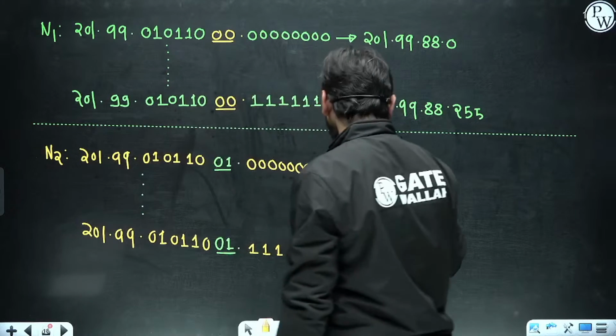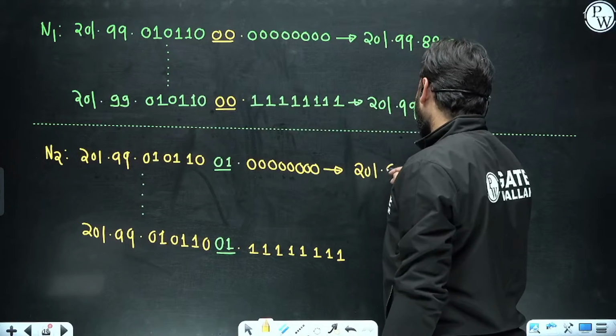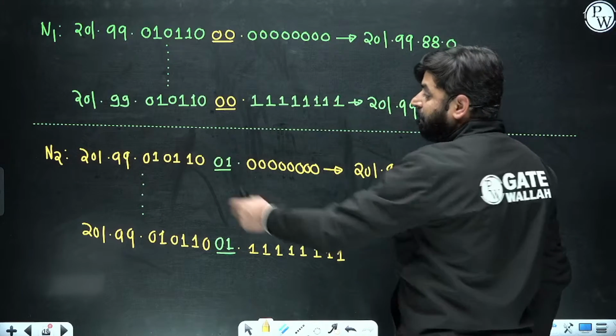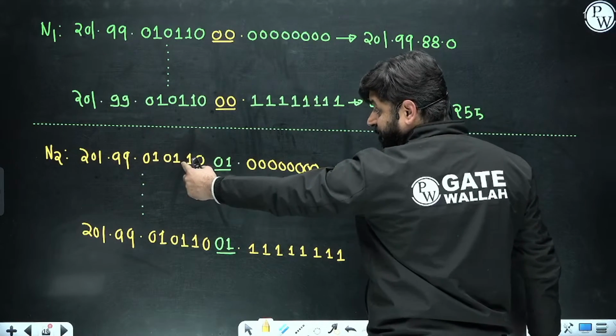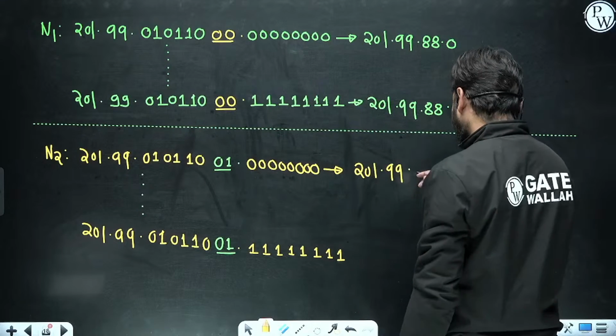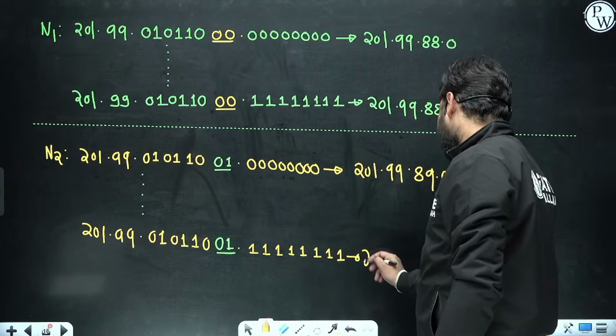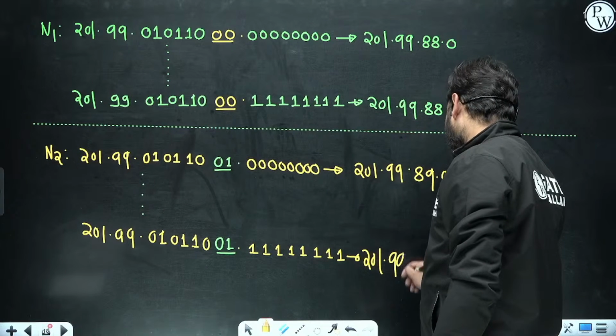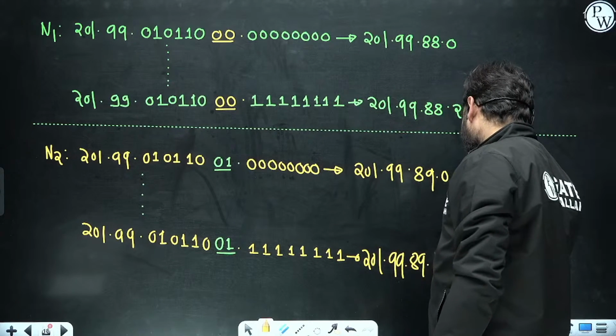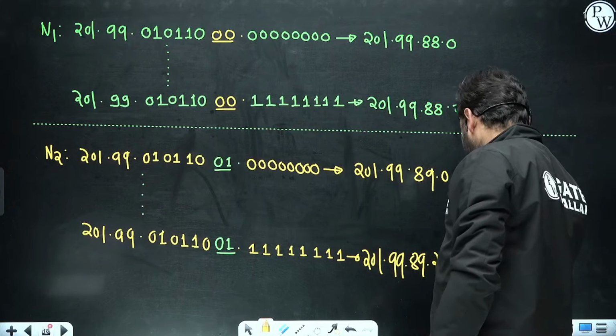Okay. Now this is 201.99. This is 64 plus 16, 80 plus 8, 88, or 89.0. And the last number is 201.99.89.255. This is N2's range.